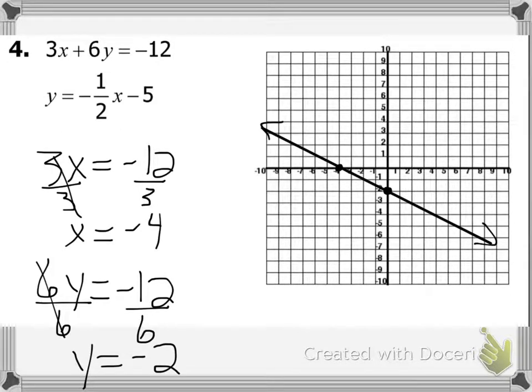What's going to be the easiest way to graph the second equation? How do I just do it? Using the y-intercept and the slope. Very good. That's what I said. So what's my y-intercept? Negative 5. What's my slope? Negative 1 over 2. So I'm going to go down 1, right 2.